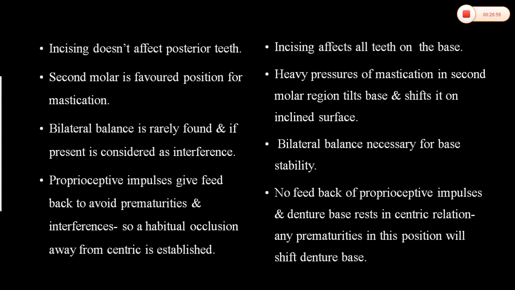And the periodontal ligament has proprioceptive impulses. They give feedback to avoid any kind of prematurity, and also they help us in the amount of pressure application. If you are biting on any solid object, the periodontal ligament, which has proprioceptive impulses, will guide you. So you can apply only this much force. Beyond that, if you apply more, it will create pain. So you know how much to bite. Beyond that, you cannot bite hard substances with natural teeth.